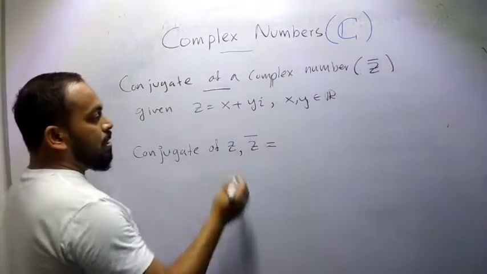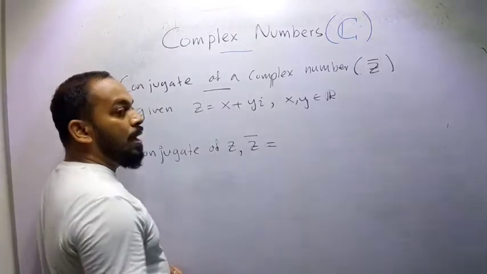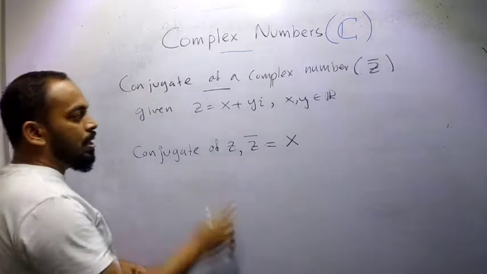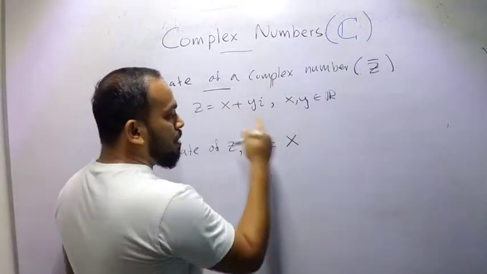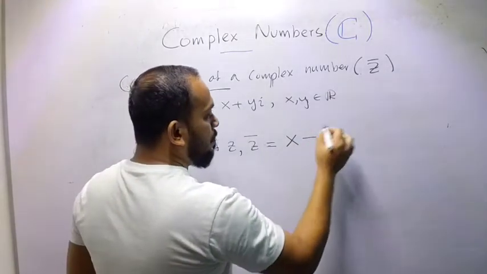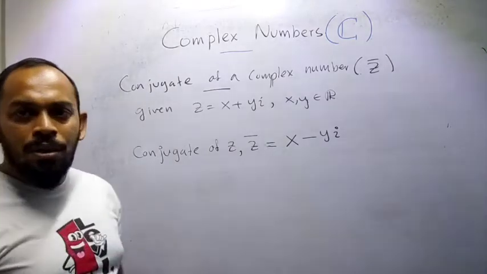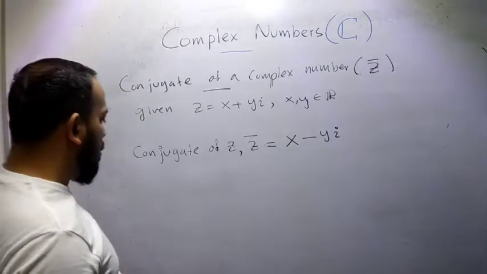Conjugate of C is obtained by reverting the sign of the imaginary number. You can see x is there, nothing changes to the real part. Just change the sign. If it is positive, you put negative yi. That's it. That is the conjugate. That is the definition. It's very easy. So let's look into some examples.